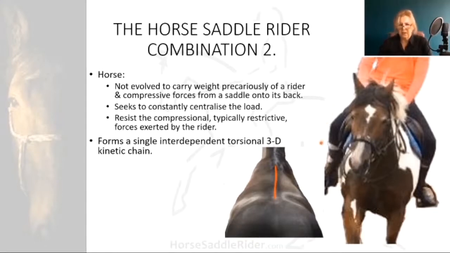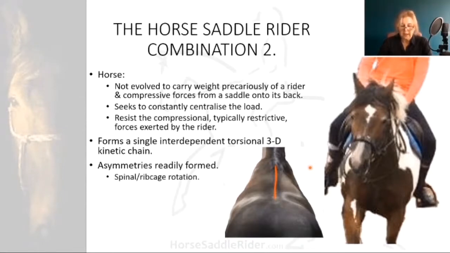So riding a horse and influencing the horse and having the picture look good through all that is not as straightforward as it seems. Asymmetries are readily formed. I think you'll agree with that. For the horse, it could be spinal ribcage rotation. So this is what the rider is sitting on. So we can see here more of the horse's ribcage on the left than there is on the right, and some spinal curvature there. So asking this horse to turn very neatly at the will of the rider is not going to be easy for the horse.